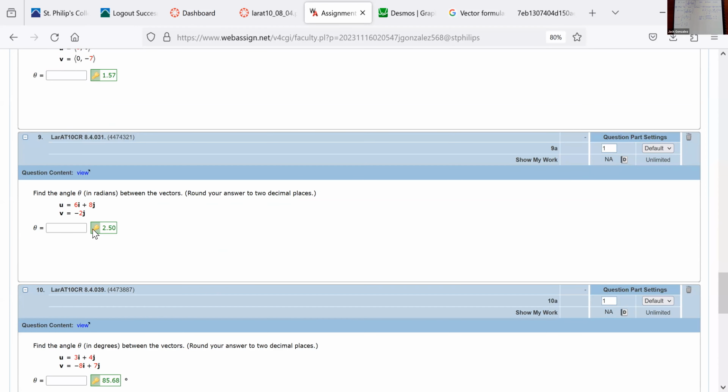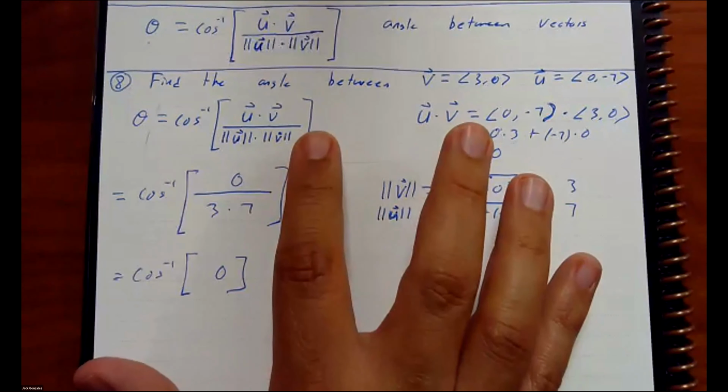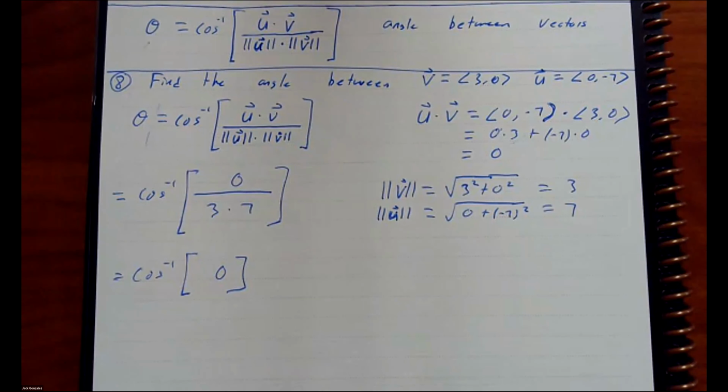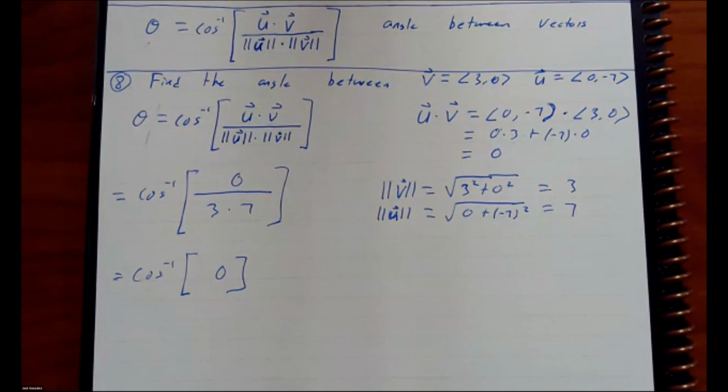So we'll do the same thing for 9: just multiply them together, find the magnitudes, and plug them into this formula here. Are there any questions about finding the angle between? Does that seem straightforward or no? Very straightforward. Okay, let's move on to the next one.